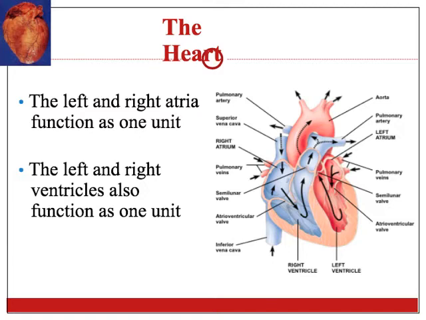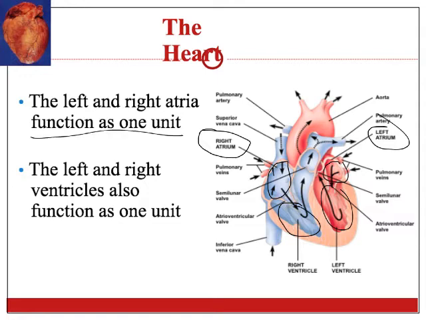Now, one confusing thing to think about is that when we're looking at the heart, we're talking about left and right of the person whose heart it is. So if you're looking at it, the right is actually on our left, and the left is on our right. So this is the right atrium, this is the right ventricle, this is the left atrium, and this is the left ventricle. And it turns out the atria function as one unit and the ventricles function as one unit. So when the right atrium is pumping, the left atrium is also pumping. And when the right ventricle is pumping, the left ventricle is also pumping. They act as a unit.